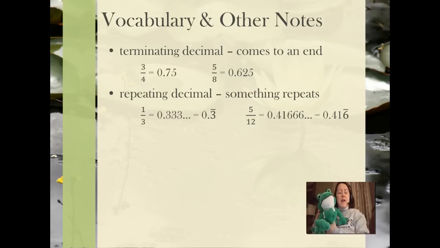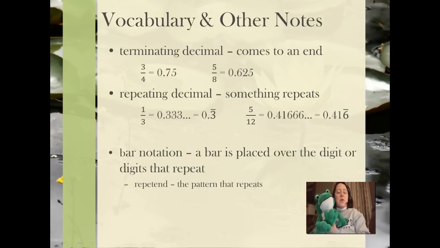We also have 5/12. This equals 0.41666 repeating, so we would write that as 0.41 with the bar over only the 6 because it's only the 6 that repeats. When we write a bar over a number to indicate that it repeats, this is bar notation. The repetend is the name for the pattern that repeats. For example, in 1/3, the repetend is 3, and in 5/12, the repetend is only the 6.